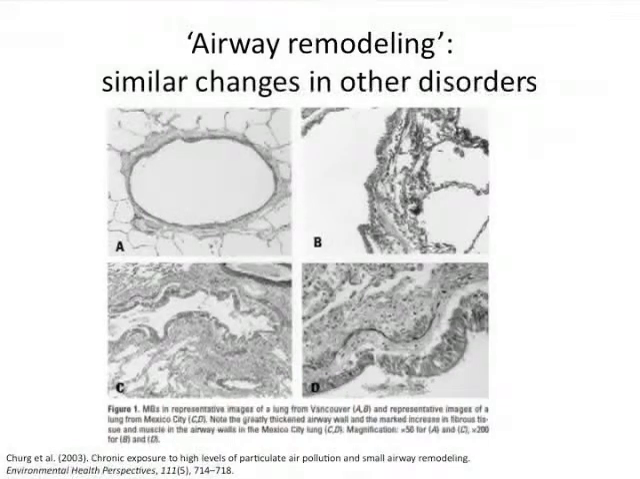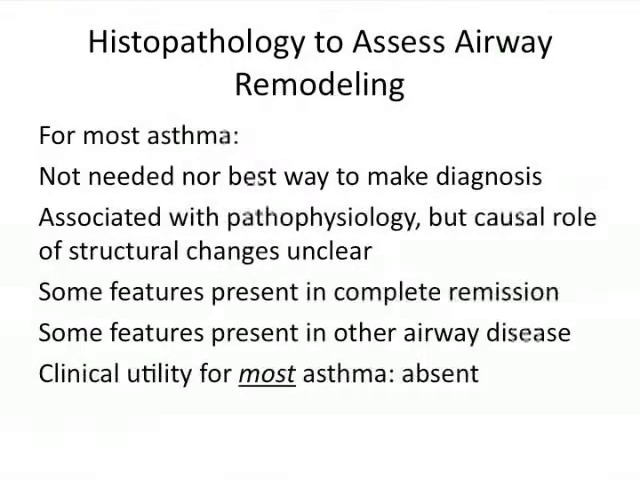A and B are from Vancouver, nice thin airway walls. C and D are low and higher magnifications of airways, and they have quantitative data to back this up that show increased thickening of the fibrous component, collagenous changes, and the smooth muscle component in these non-asthmatic, apparently healthy, in terms of respiratory health, individuals in Mexico City linked to pollution. So airway remodeling has its limitations in a number of ways, but they include the non-specificity, in some cases, crossing over into other disorders. So for most asthma, I would say histopathology to assess airway remodeling is not needed, nor is it the best way to make a diagnosis.